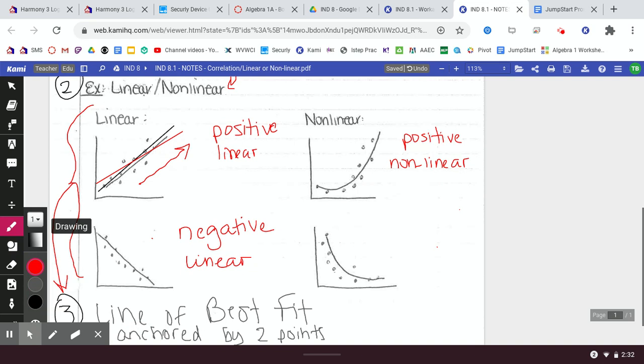So on the negative linear equation, again, you've got a cluster of points trending downwards. That's why it's negative. They're linear because they all tend to trend in a straight line, and then the line of best fit is drawn there.